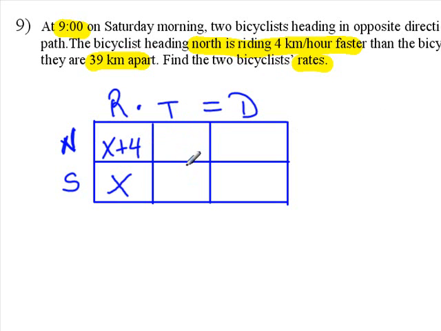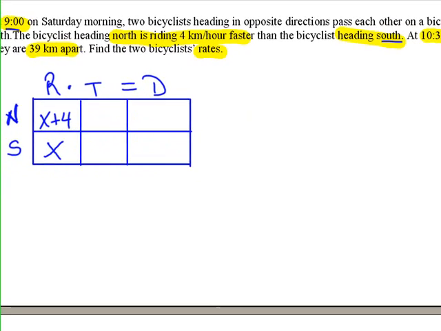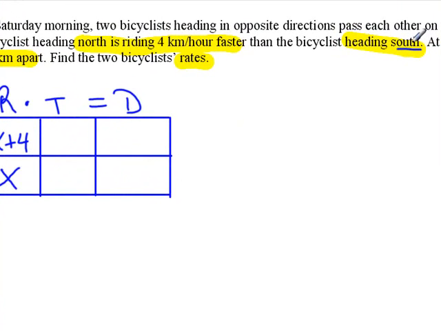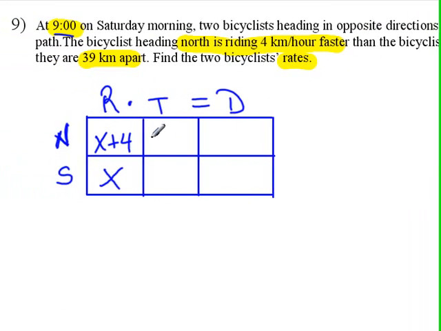I'm to the time column. It says they met at 9 o'clock, and then at 10:30 we have a distance where they are apart. Well, from 9 to 10:30, that's 1.5 hours. So I need to put 1.5 in here somehow.